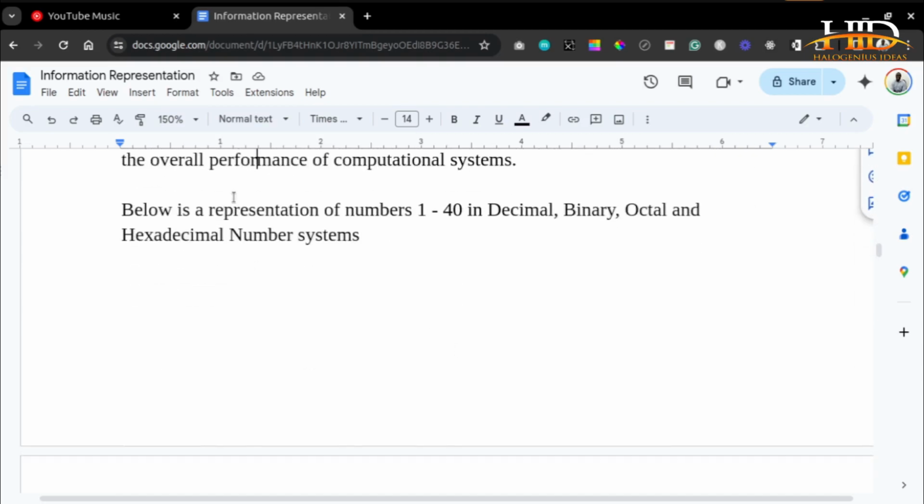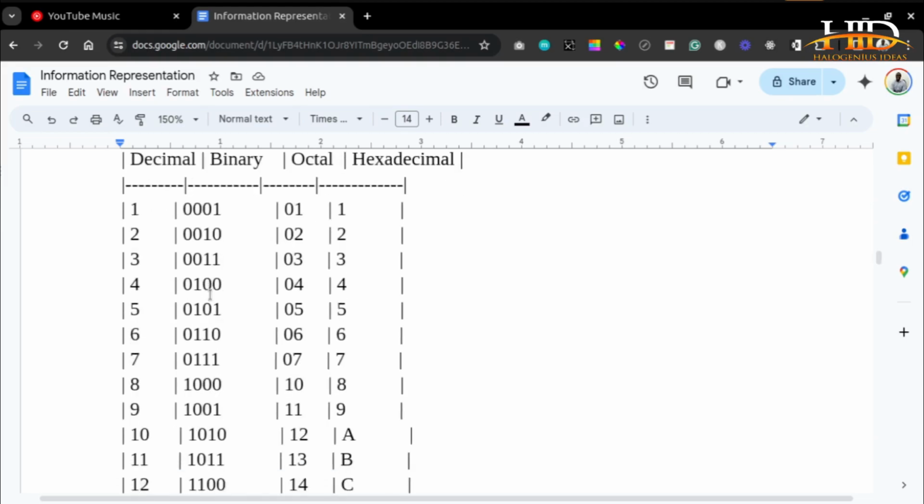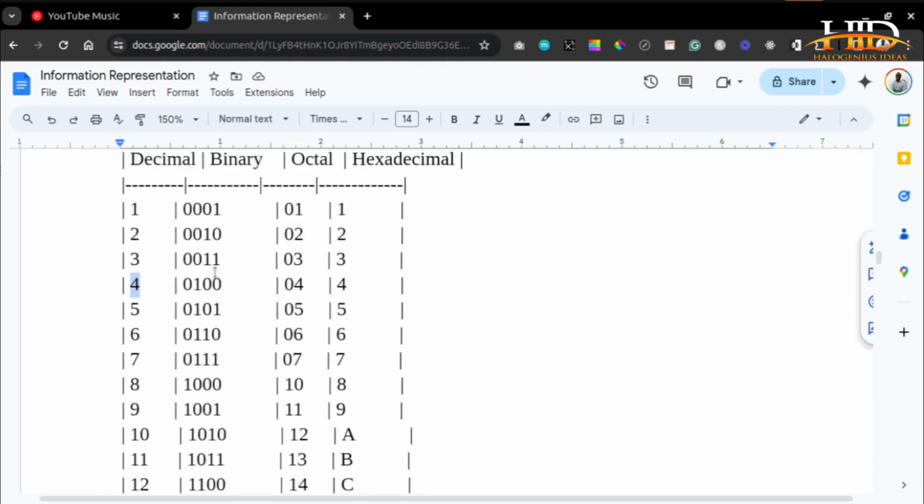So below is a representation of numbers 1 to 40 in decimal, binary, octal, and hexadecimal number systems. For the decimal, if you have one, for the binary, you're going to have one as well. If you have two, don't forget, we said that in the binary system, you can only have zeros and ones. So instead of two in this place, it is going to be 1 0. Then for the three, you are just going to increase this by one, making 1 1.